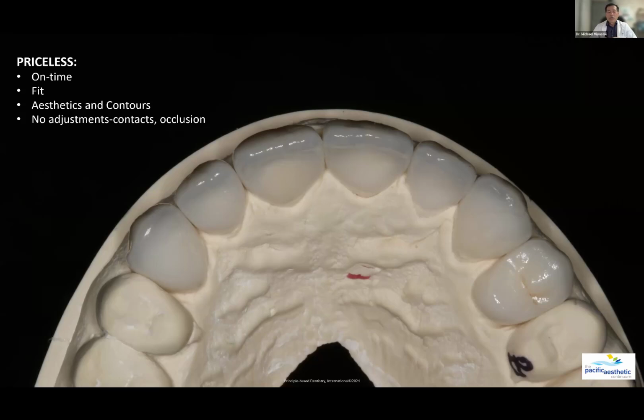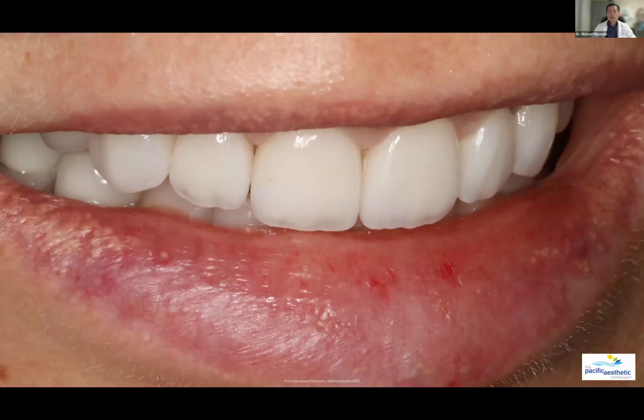Make sure that you have a lab where you don't have to worry about the fit, that they put the time in to make sure that the restorations will require no adjustment or very little, if any, when you go to cement that case. Make sure you use a lab that can deliver the aesthetics and the contours of the restorations that you desire and the patient is seeking. And again, try to make sure that they can fine tune that case so there's minimal need to adjust contacts and the occlusion. So this is the way her case turned out.